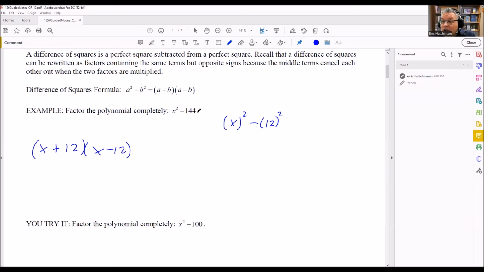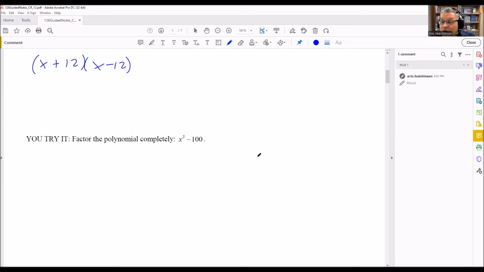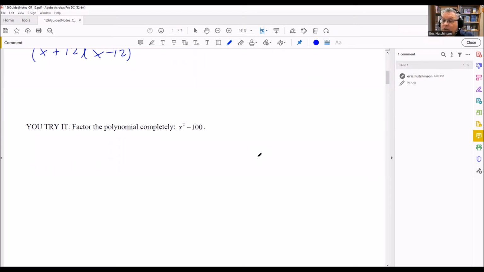You just have to identify the two things that are being squared there. We can do the same thing for this next problem. This one here, we can write as x that's squared, and we have a minus, and then the 100 can be written as 10 squared. So now the a would be x, and the b would be 10 this time. When we write this out using the difference of squares formula, we would have x plus 10 and x minus 10. So that would be fully factored using the difference of squares formula.